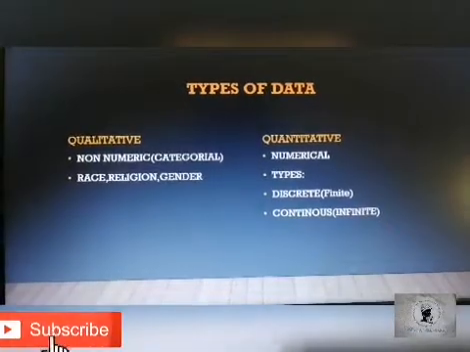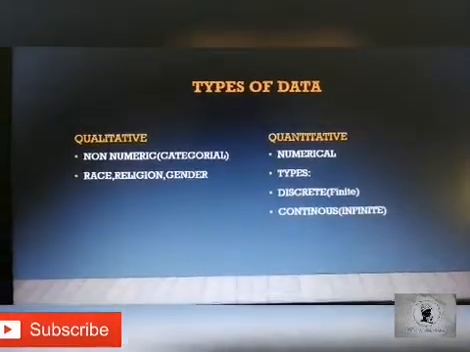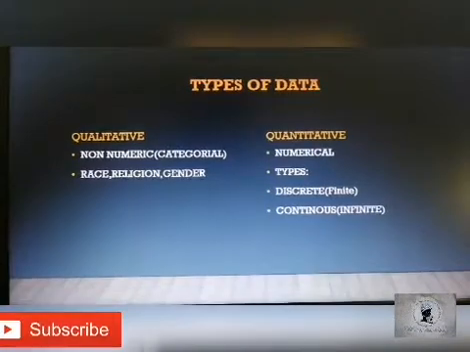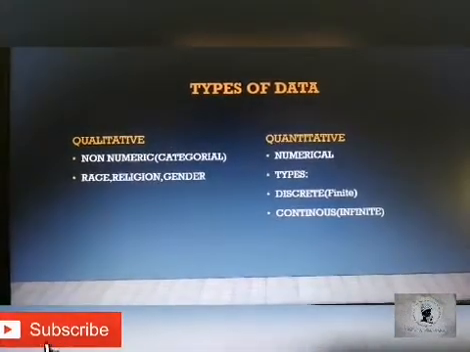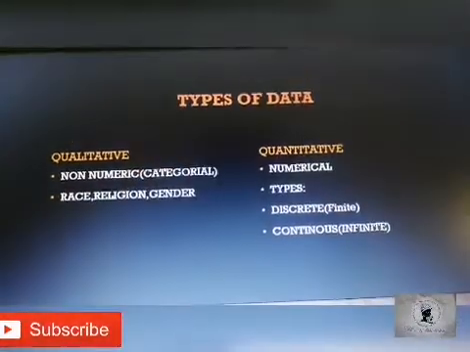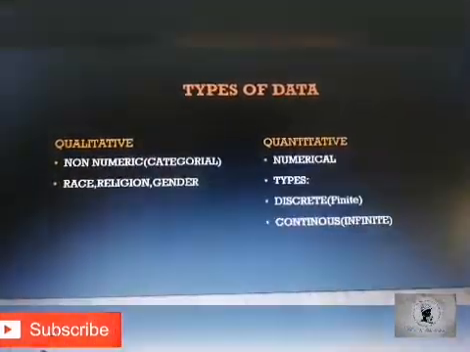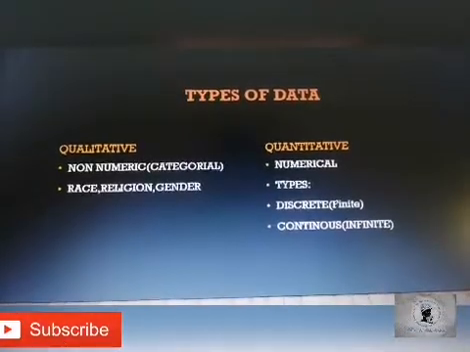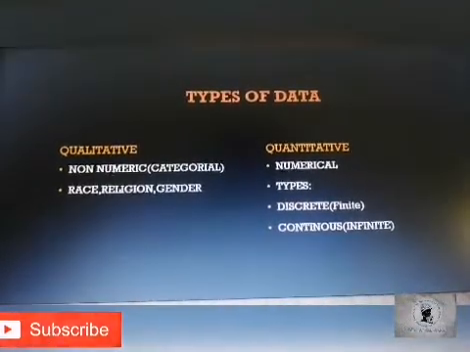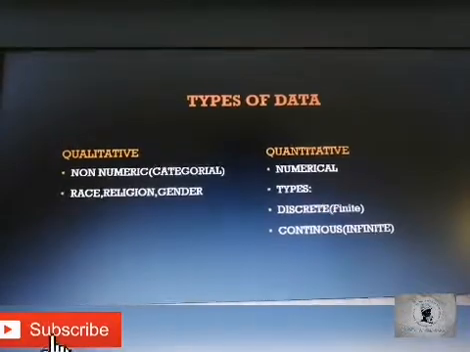We have two types of data. We have the qualitative and the quantitative data. So the qualitative data is data that cannot be measured. You can only observe it. Quantitative data is data that can be numerically represented.